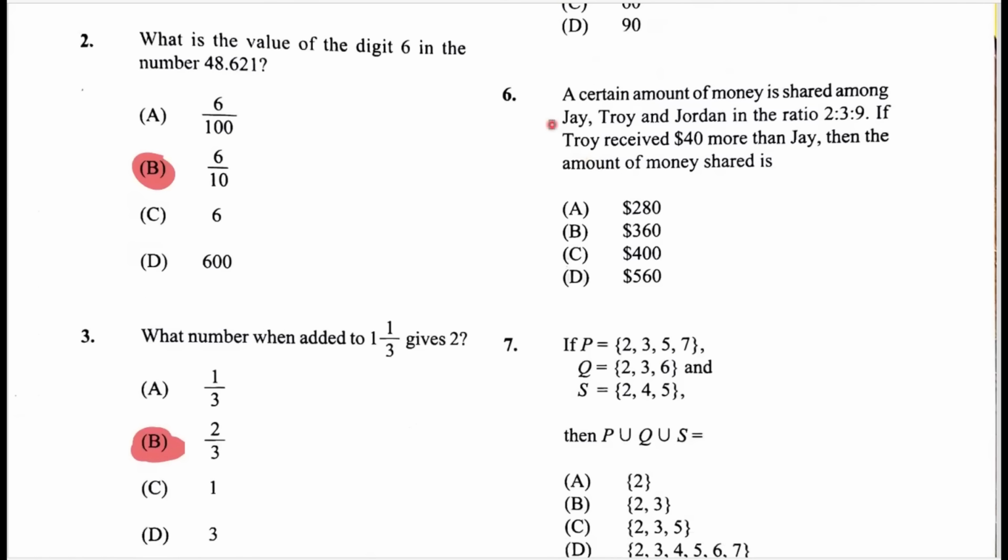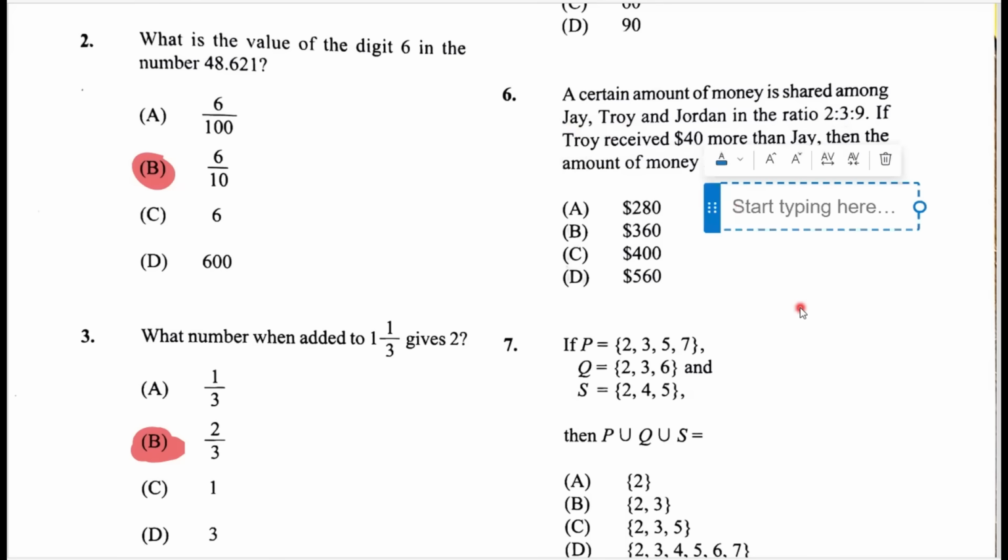Number 6, a certain amount of money is shared among Jay, Troy, and Jordan in the ratio 2:3:9. If Troy received $40 more than Jay, then the amount of money shared is. So the difference between Troy and Jay is $40. In other words, the difference between the shares 2 and 3 will give you $40. So that means 3 minus 2 is 1 share. So 1 share equals $40.